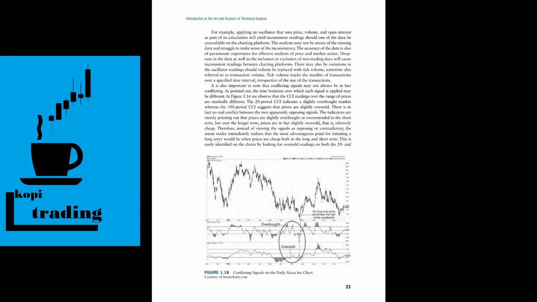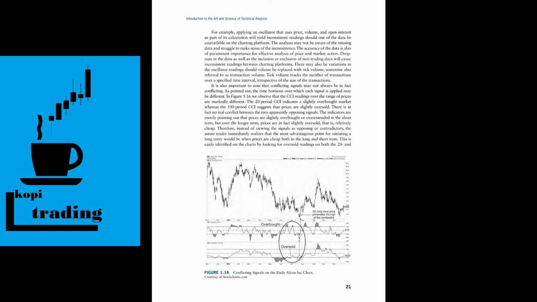As pointed out, the time horizons over which each signal is applied may be different. In Figure 1.16 we observe that the CCI readings over the range of prices are markedly different. The 20-period CCI indicates a slightly overbought market, whereas the 100-period CCI suggests that prices are slightly oversold. There is, in fact, no real conflict between the two apparently opposing signals. The indicators are merely pointing out that prices are slightly overbought or overextended in the short term, but over the longer term, prices are in fact slightly oversold, that is, relatively cheap.